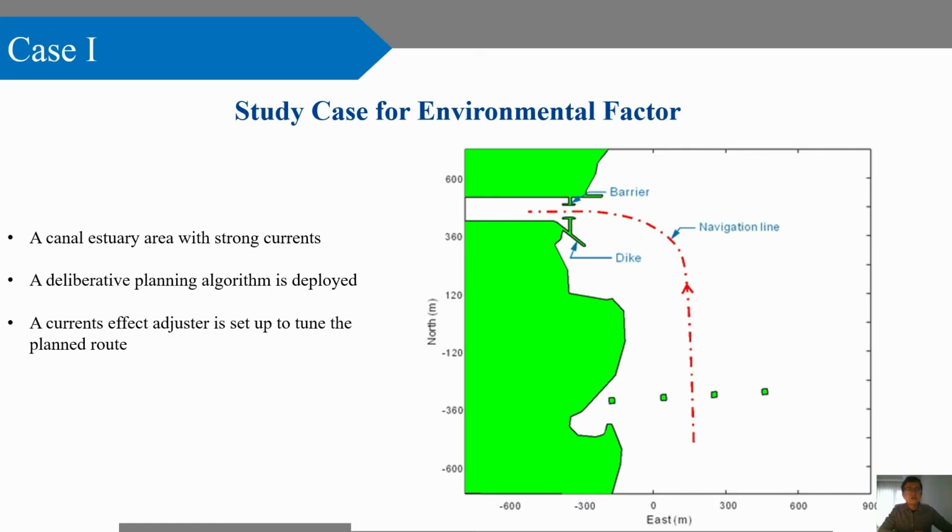Here goes the first case study. It is a real canal estuary area with strong currents, as the picture shows here. The estuary area always has strong currents, and the experiment is to find a path for ships to cross a barrier and dive here and enter into the canal. We employ a deliberative route planning algorithm to solve this task.